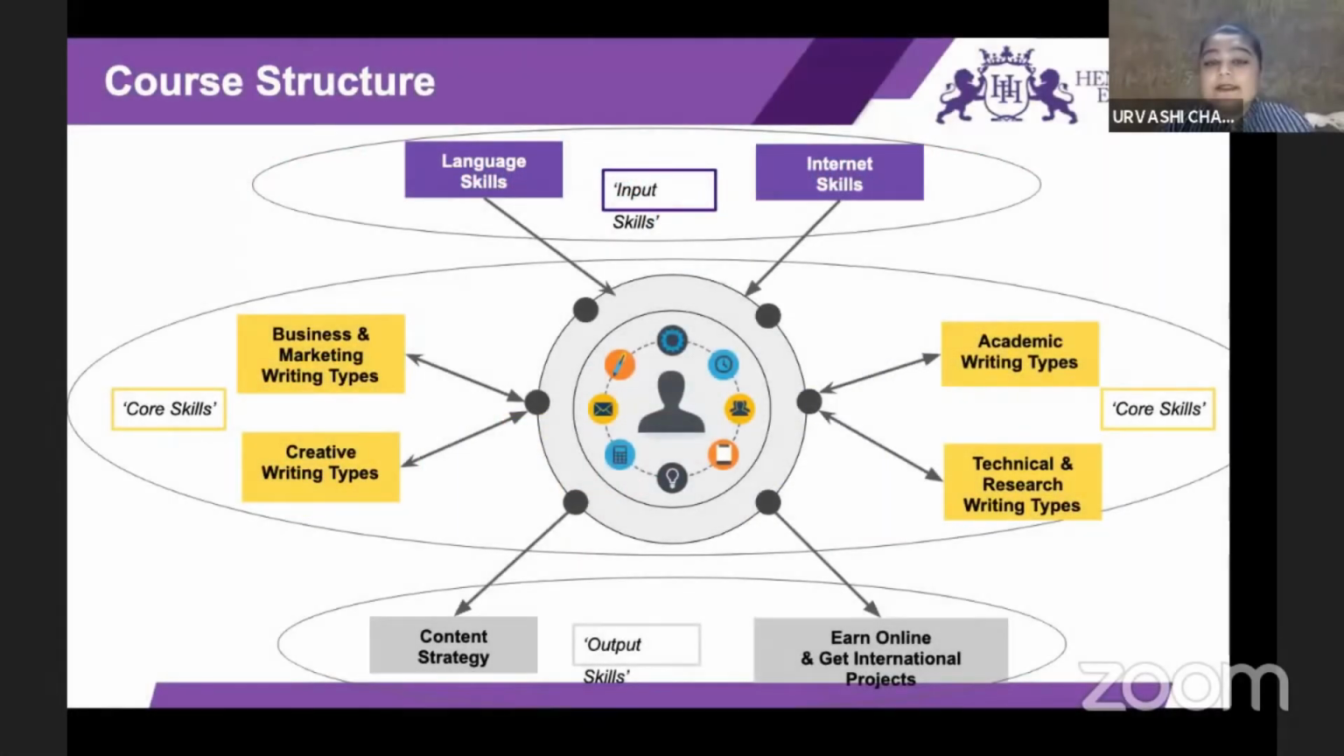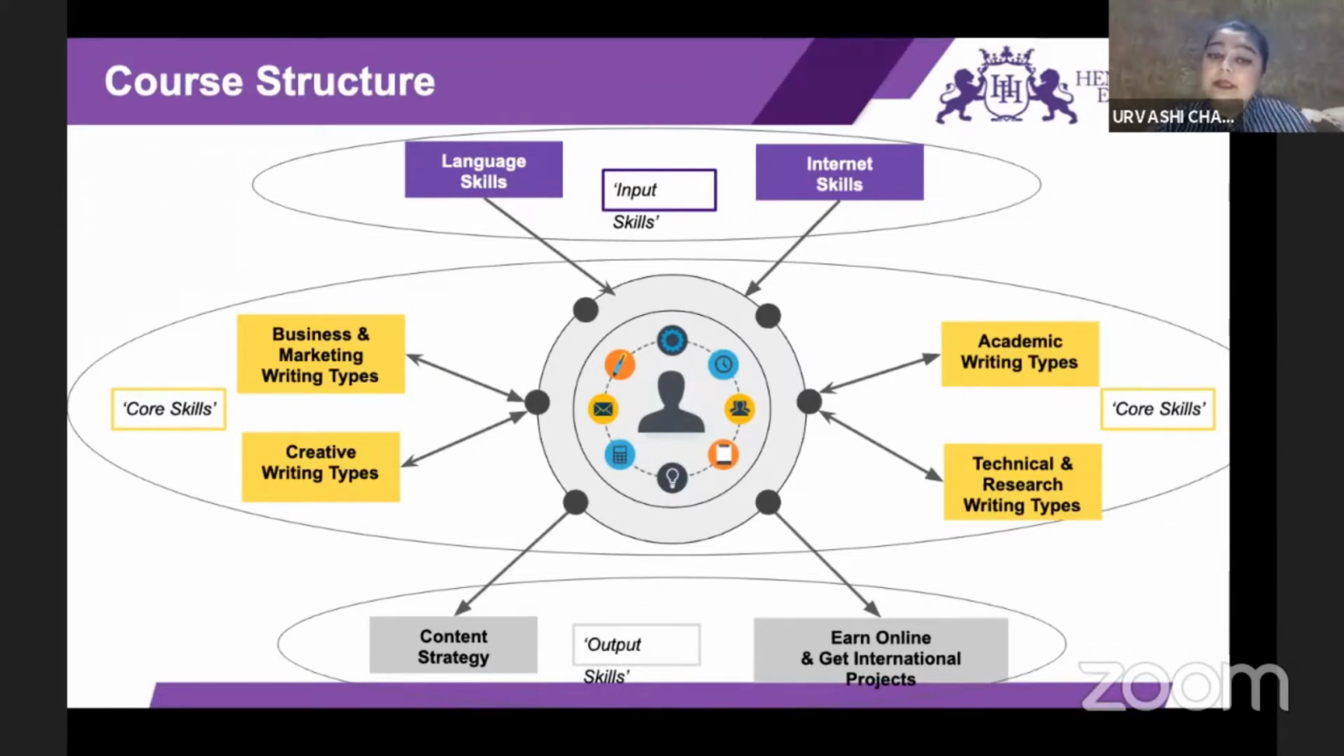So this course basically has 7 modules that we're going to cover. The initial is the input module, your input skills. As we know, when we talk about input skills, these are basically your language skills as well as your internet skills. Language, when we talk about specifically, we talk about not what we speak, but it's a difference when we speak versus when we write.